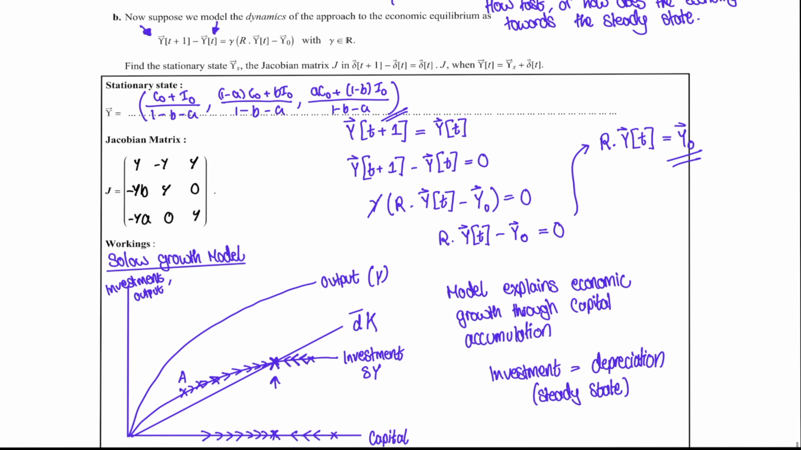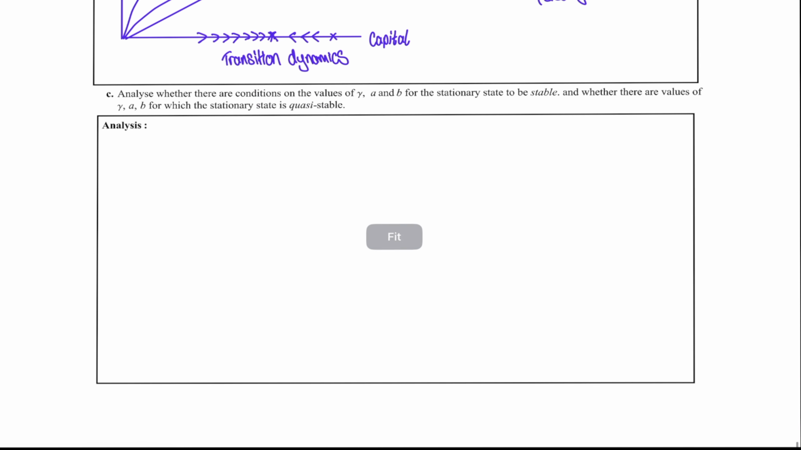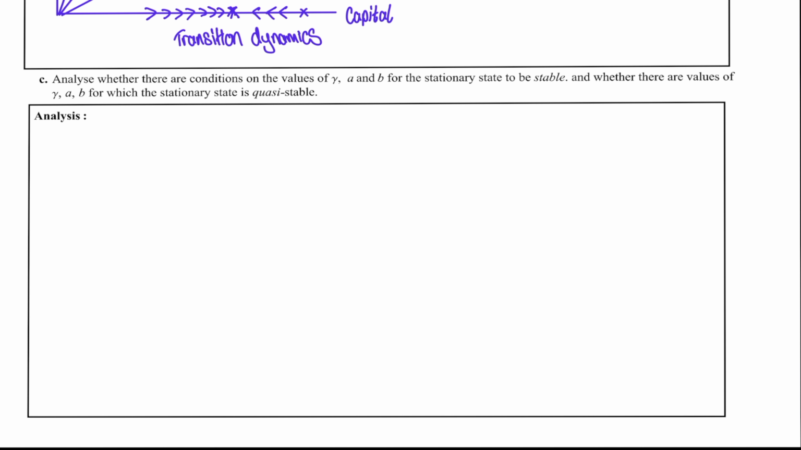Cool. So we've found the stationary state and we've found the Jacobian matrix. Cool. Moving on. Analyze whether there are conditions on the values of gamma, A and B for the stationary state to be stable, and whether there are values of gamma, A and B for which the stationary state is quasi-stable.